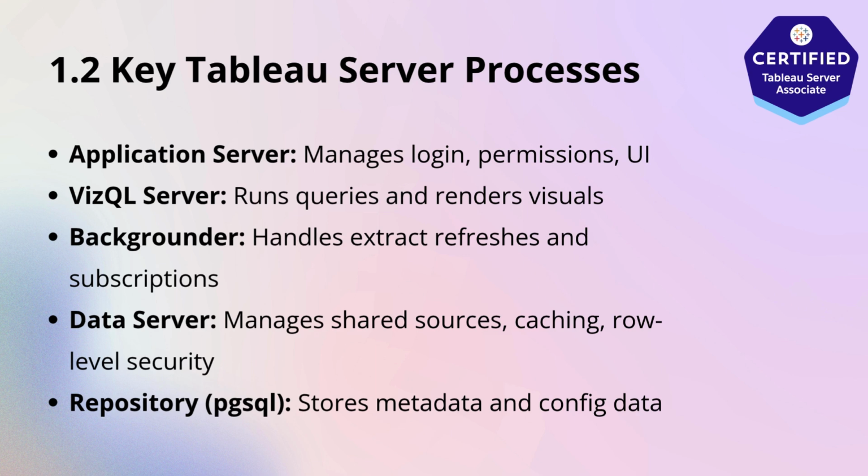The backgrounder handles scheduled tasks like data extract refreshes and subscriptions. The data server manages shared data sources, performs query caching, and handles data security rules like row-level security. You'll also find the repository, often referred to as PGSQL, which is the internal PostgreSQL database used to store metadata, user actions, and configuration data. The cache server improves performance by caching frequently accessed data, and the gateway acts as the traffic director, routing incoming requests to the appropriate process.